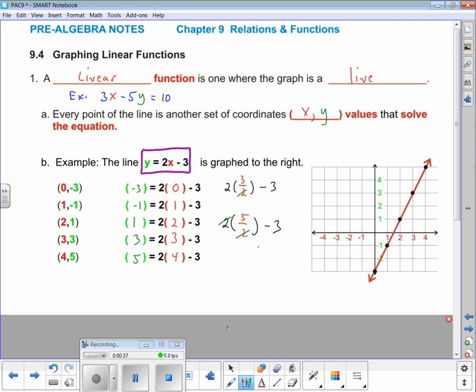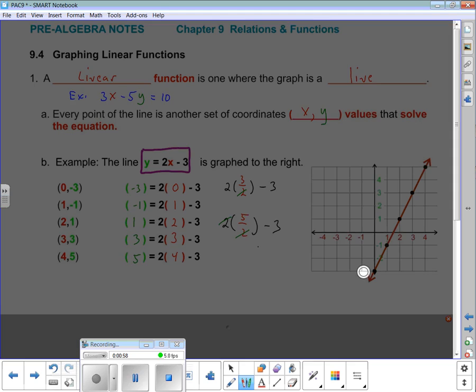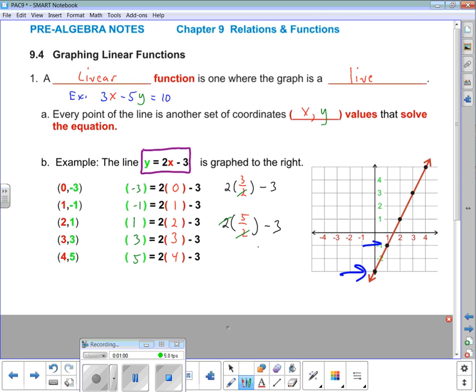Every point of the line is a set of coordinates, x, y values that solve the equation. So remember, every point of the line is a set of x, y coordinates, the values that solve the equation. And so what did we do for the line given? I showed you 5 of the possible points, and we figured out those values right there.